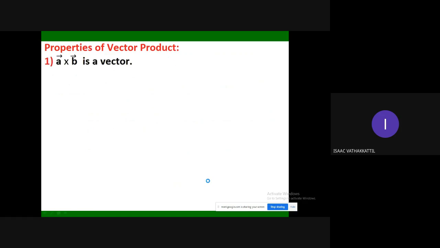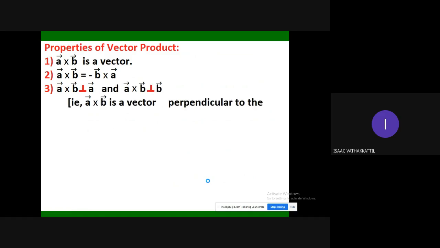A cross B, first of all, is a vector. A cross B will be minus B cross A. A cross B is perpendicular to both A as well as B. That means A cross B is perpendicular to the plane containing A and B. Why is A cross B perpendicular to A? Because the direction of A cross B is N cap, the others are numbers, and N cap is perpendicular to both A and B.